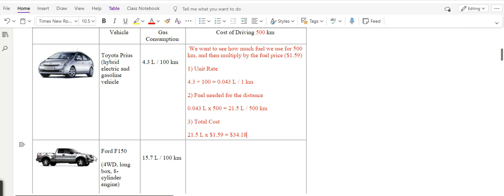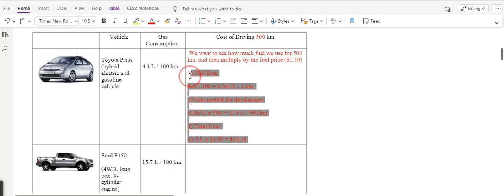Well, if you have a look at the Ford F-150 here, the consumption on gas, the difference between 4 and 15 is about 3 to 4 times as much, because 4 times 3 is 12, 4 times 4 is 16. So this is about 3 times as much or so. So you would expect that the cost of fuel will also be about that. But for now, we're going to follow the same steps that we did from before.